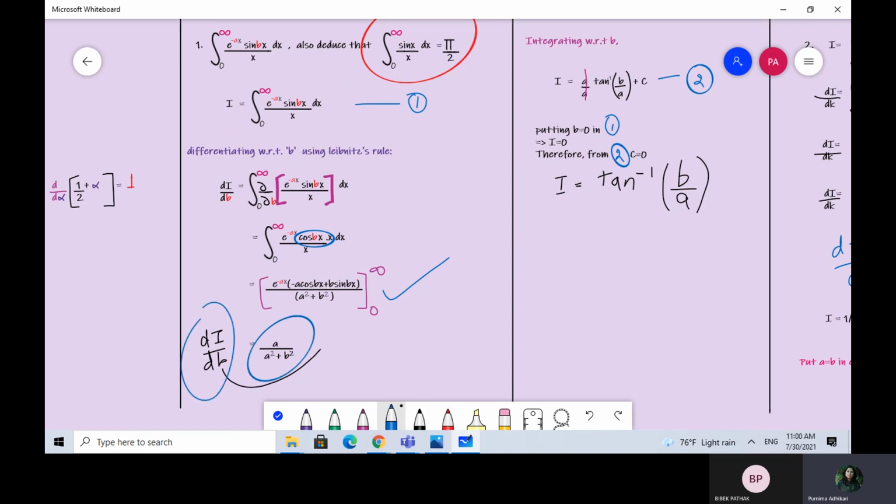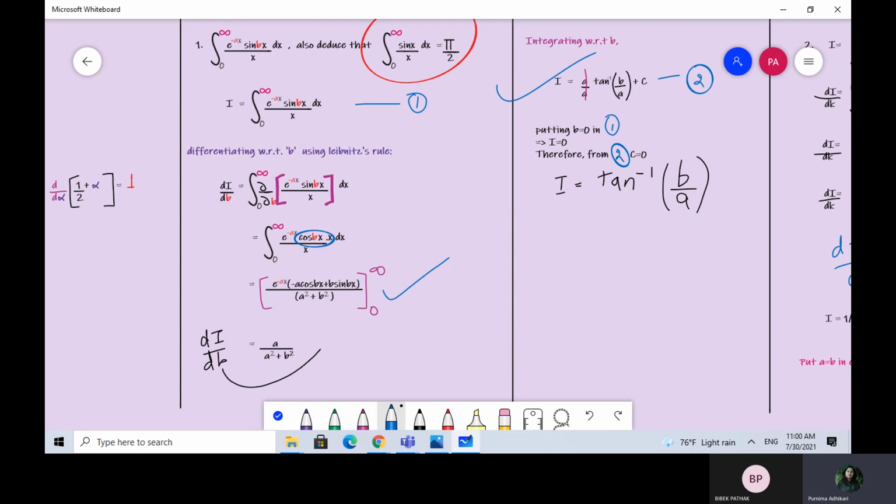Okay, that result belongs to dI over db. So that means for evaluation of I we will again integrate both sides. So integrating you will get constant of integration also, because the integration you have done now is an indefinite integral.